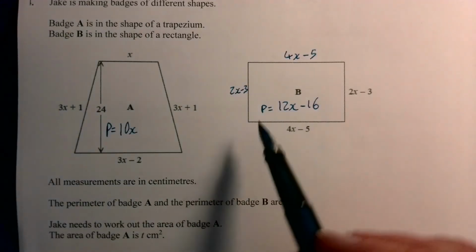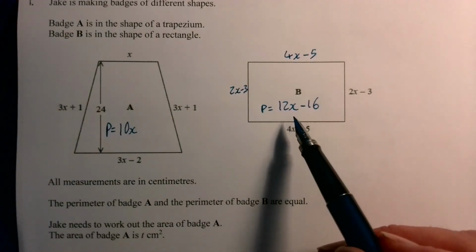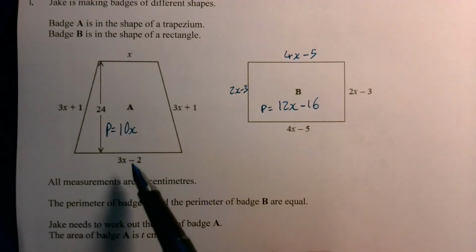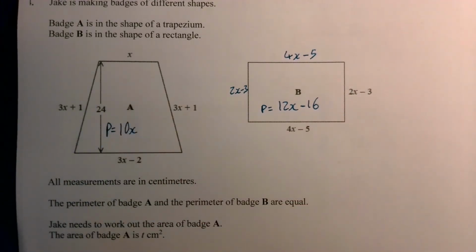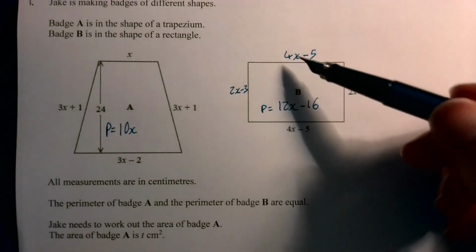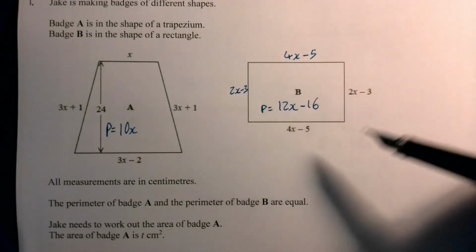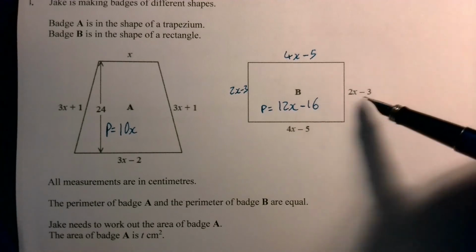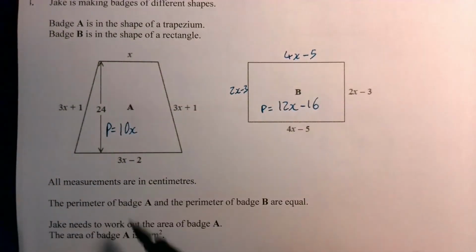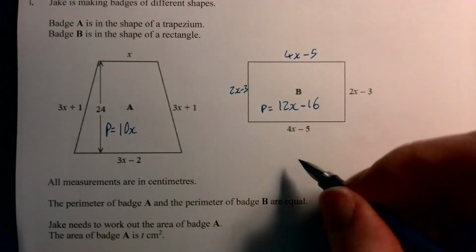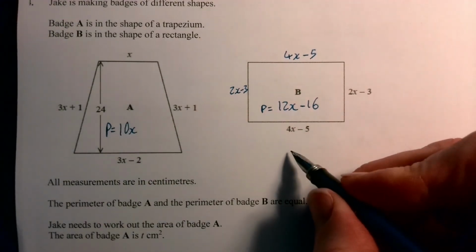And I make it that the perimeter of B is 12x minus 16, and of this one is 10x. The 24 is irrelevant because it's inside the shape. Let's just double check I've got that right. 4, 8, 10, 12x, 5, 10, 13, 16 to take away, 3, 6, 9, 10x, 1 plus 1 is 2, take 2 is 0. Okay, so now we can say that these two are equal to each other.